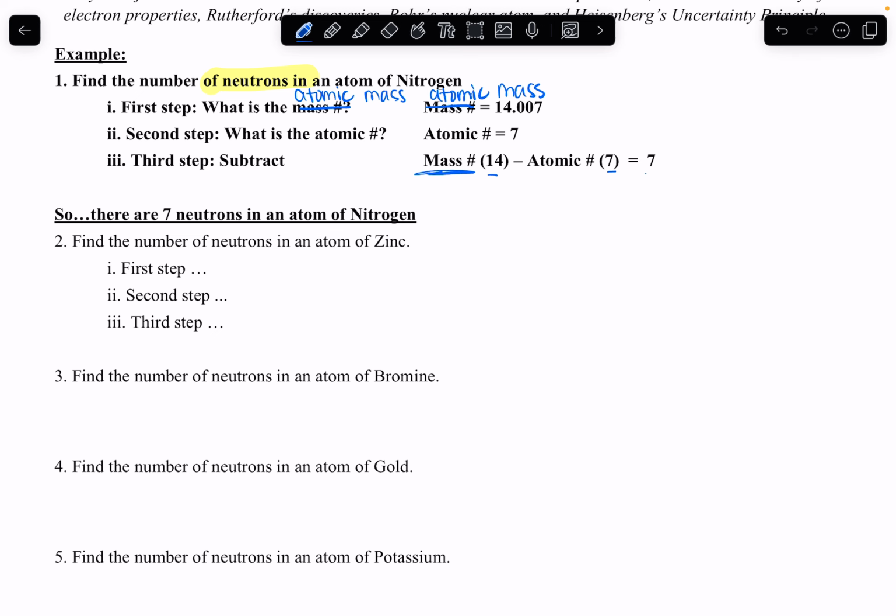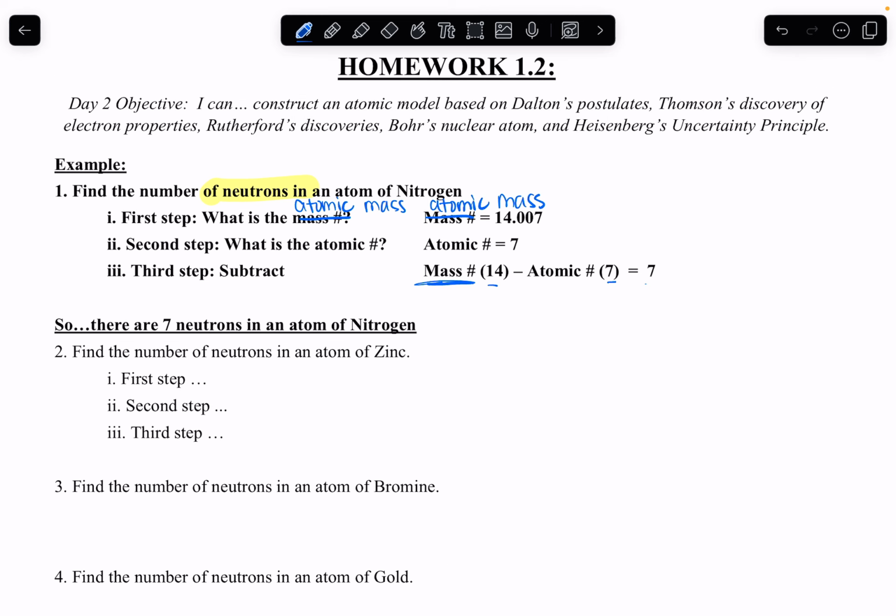Remember the acronym we learned was, or I guess we learned that just now, was APE. Okay, atomic number is equal to the number of protons, which is equal to the number of electrons. And then MAN stands for mass number minus atomic number equals the number of neutrons. So if you write that out, we will give you plus 1 point.